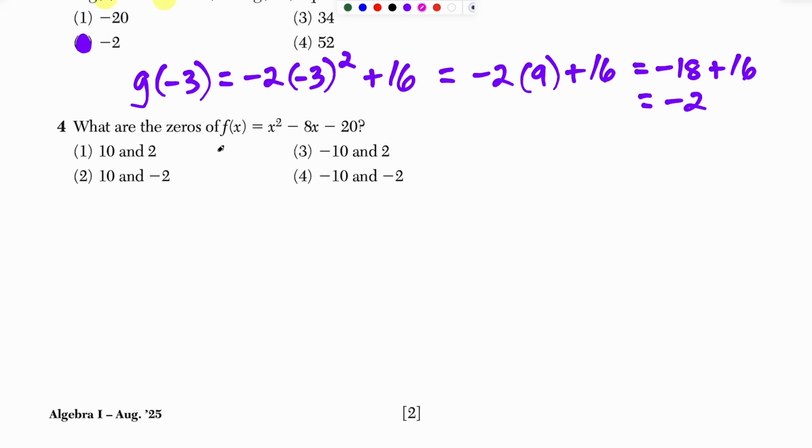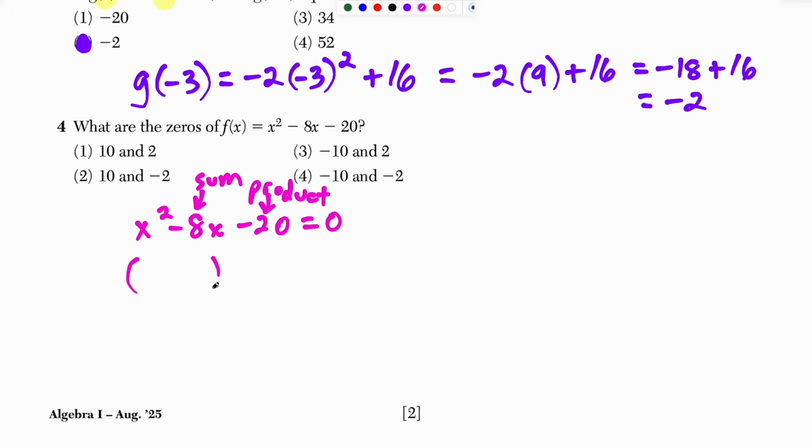Question 4, what are the zeros of f of x equals x squared minus 8x minus 20? For this one, first I'll do this without a calculator. When we're looking for the zeros, we're setting the function equal to 0 and solving. When you have a quadratic equal to 0, one thing you could try first is factoring. So we look for 2 numbers that have a sum of negative 8 and a product of negative 20. If you think about this for a moment, the 2 numbers are going to be negative 10 and positive 2.